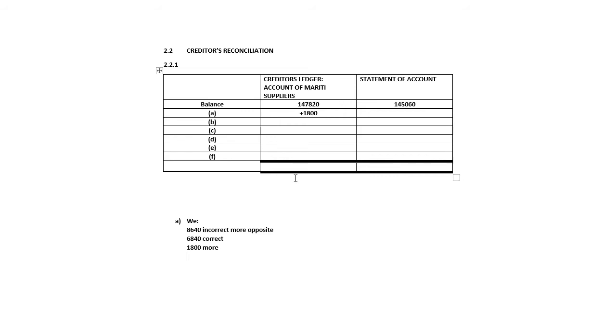Important when we do the table, you must indicate, if you don't put an indication, it means you add. But if you're going to deduct something, you must put a minus or you must put it in brackets.